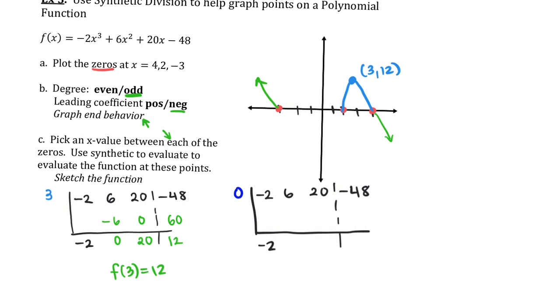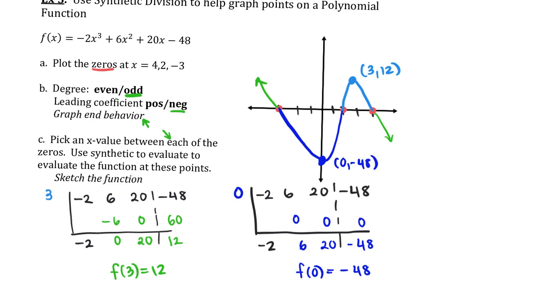Bring down the negative 2. Okay, I have 2 times 0, 0. 6 plus 0 is 6. 0 times 6, 0. 20. 0 times 9 is 0, negative 48. So f of 0 is negative 48, which I already knew, but we use synthetic to check it. So it's going to go down here and then come back up. I'm going to label this as 0, comma, negative 48.